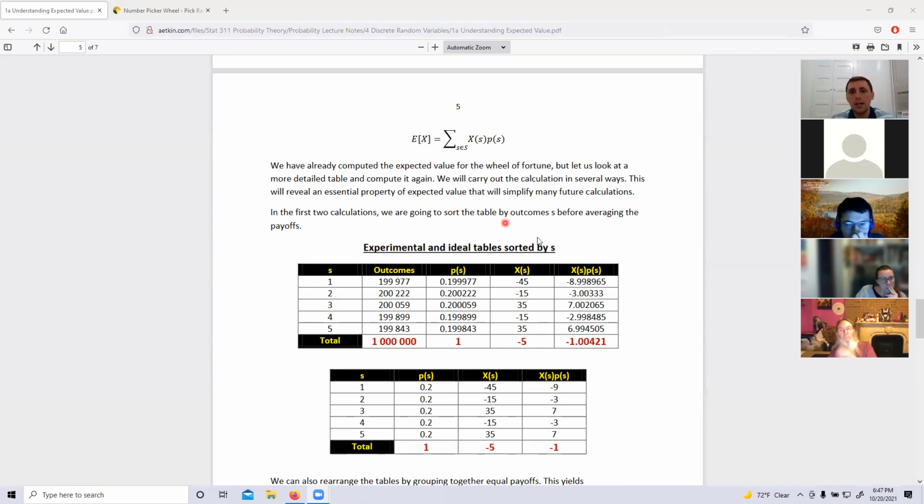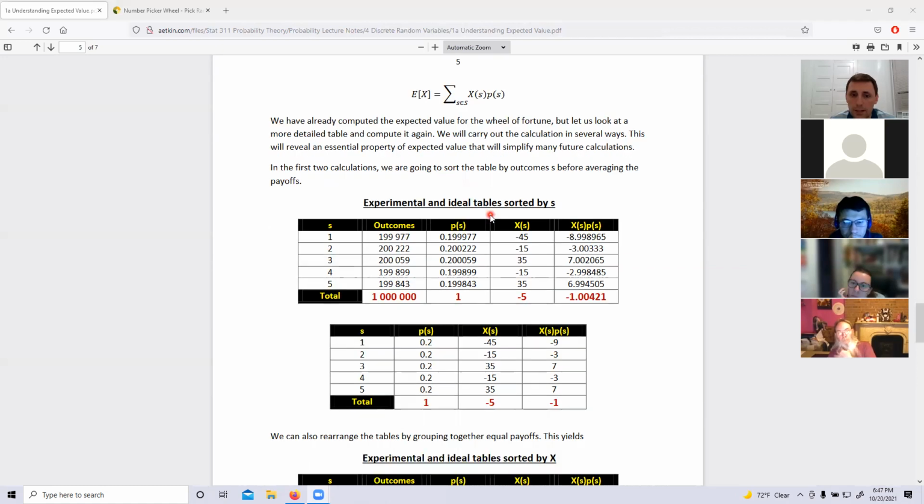So for instance, this is the experimental. I can take the table, and of course, you know that I can sort the table based on each column, right? I decide first here to sort the column based on outcome. I'm going to use the first column to sort. Yes.